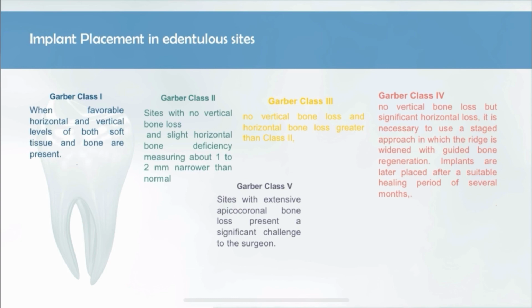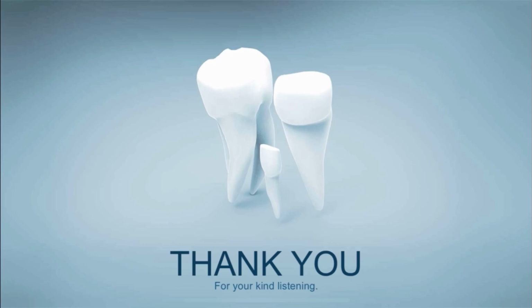Garber Class 4 is in sites with no vertical bony loss but has a significant horizontal loss. It's necessary to use a staged approach in which the ridge is widened using guided bone regeneration. Implants are later placed after a suitable healing period of several months. The autogenous grafting material is the material of choice for these procedures. Garber Class 5 is the only class that has a vertical bony loss, and it presents a significant challenge to the surgeon. This is the end of Part 1.